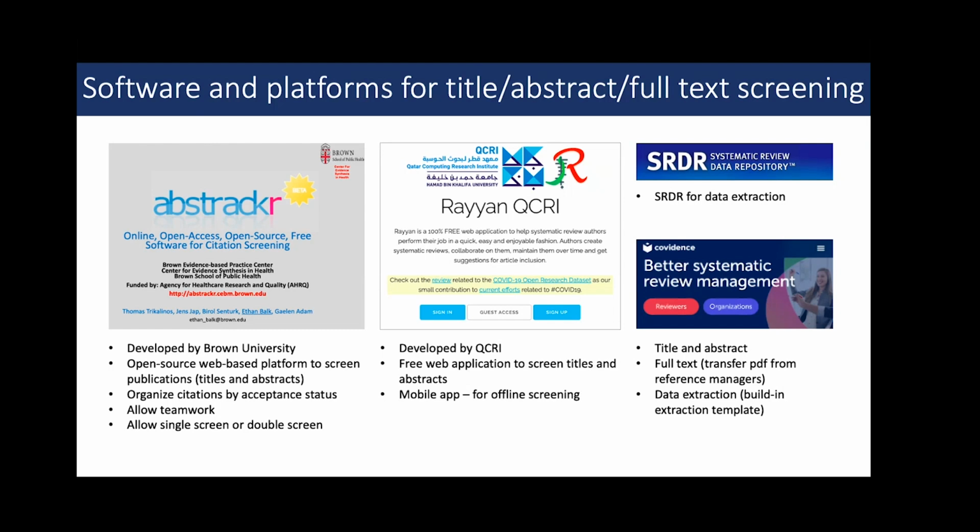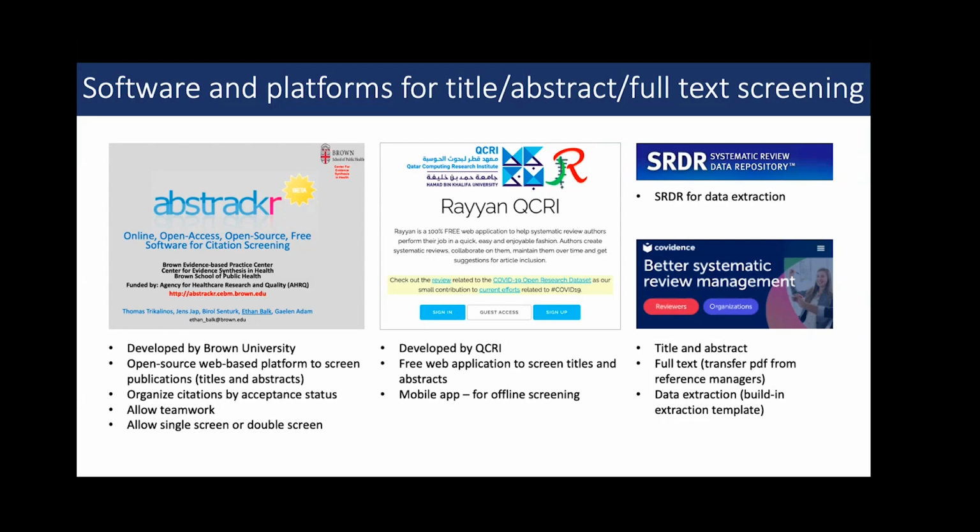The second one is Rayyan, which I don't have much experience with, but I think Katherine did and will introduce it later. I know one good thing about it: it has a mobile app, so if you want to screen offline when you are on a bus or on a train, you can do that, which Abstrackr doesn't allow right now. There are also other tools, like the team at Abstrackr have developed SRDR, which is for data extraction. I haven't used it, but if people are interested, they can take a look.